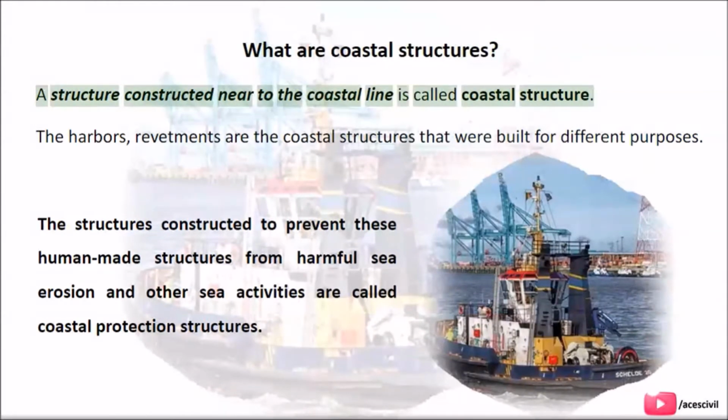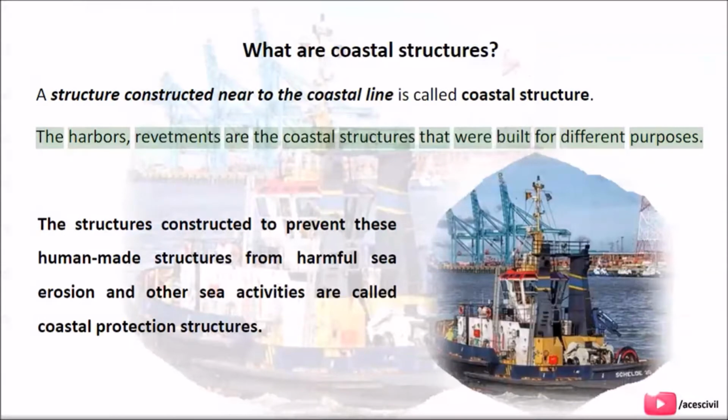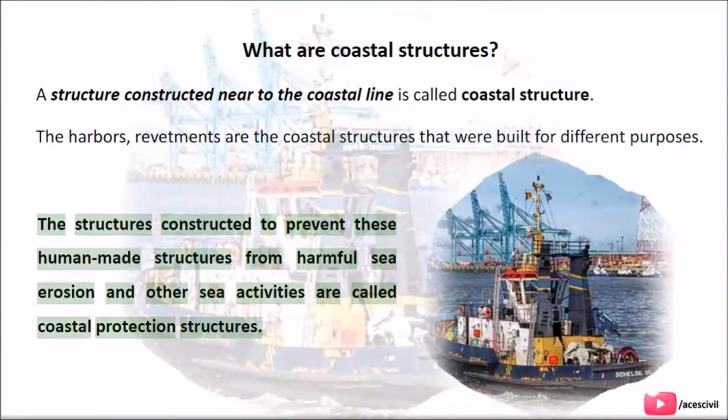A structure constructed near the coastline is called a coastal structure. Harbors and revetments are coastal structures that were built for different purposes. The structures constructed to protect these human-made structures from harmful sea erosion and other sea activities are called coastal protection structures.